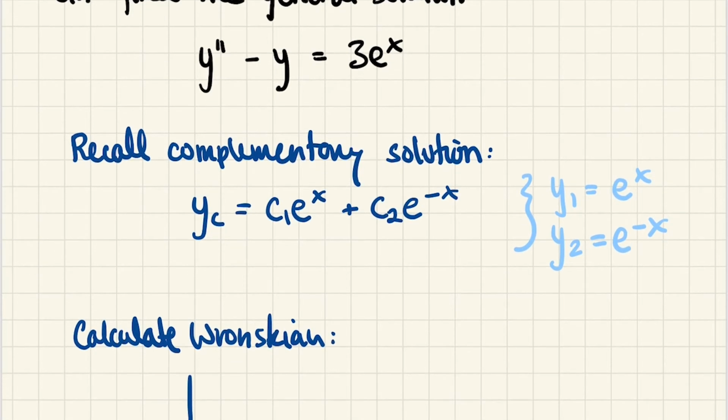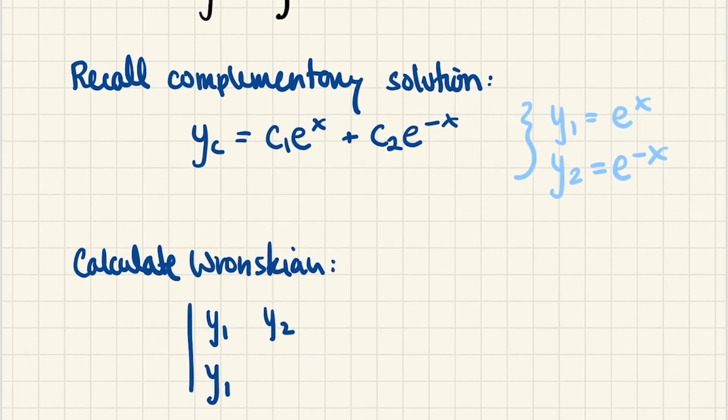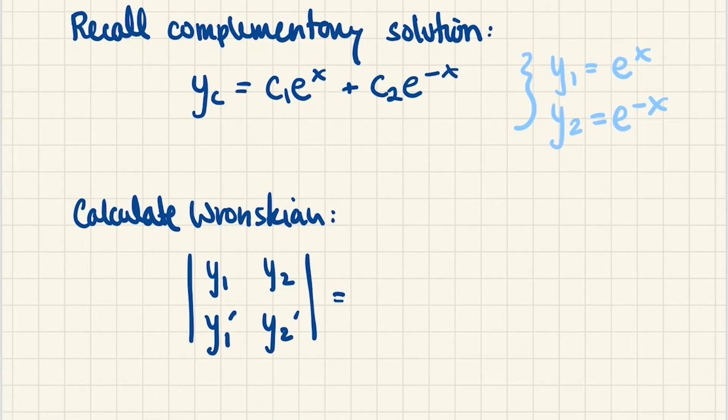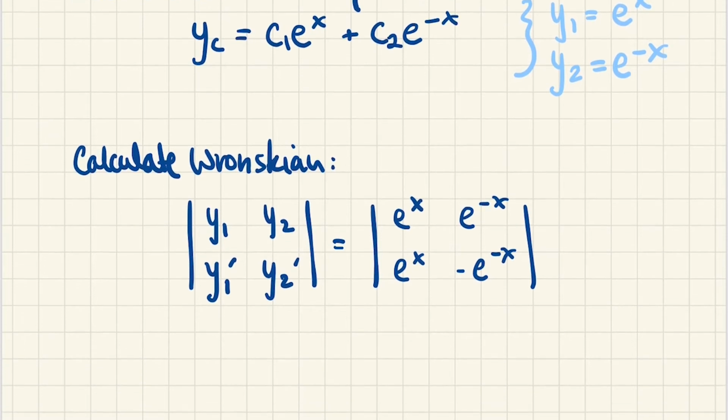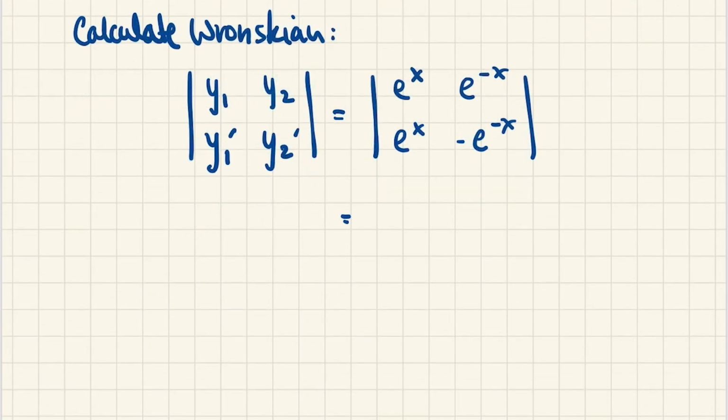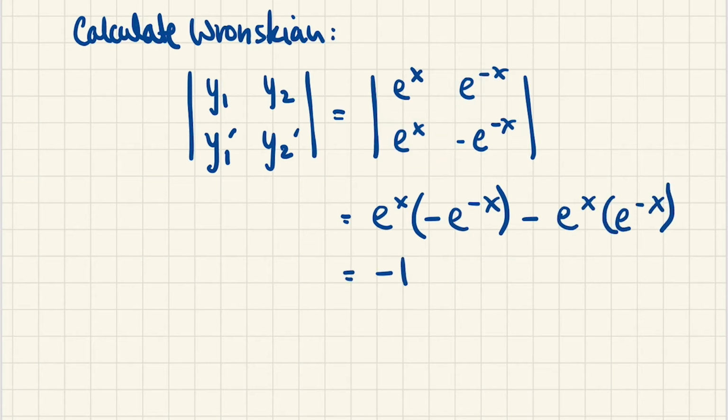That's the determinant of y1, y2, y1 prime, y2 prime. So for a 2x2 matrix like this, the determinant is very straightforward. It's the product along the diagonal here. So that would be e to the x times negative e to the negative x, and subtracting the product along the anti-diagonal. So this is -1 minus 1, which is -2.